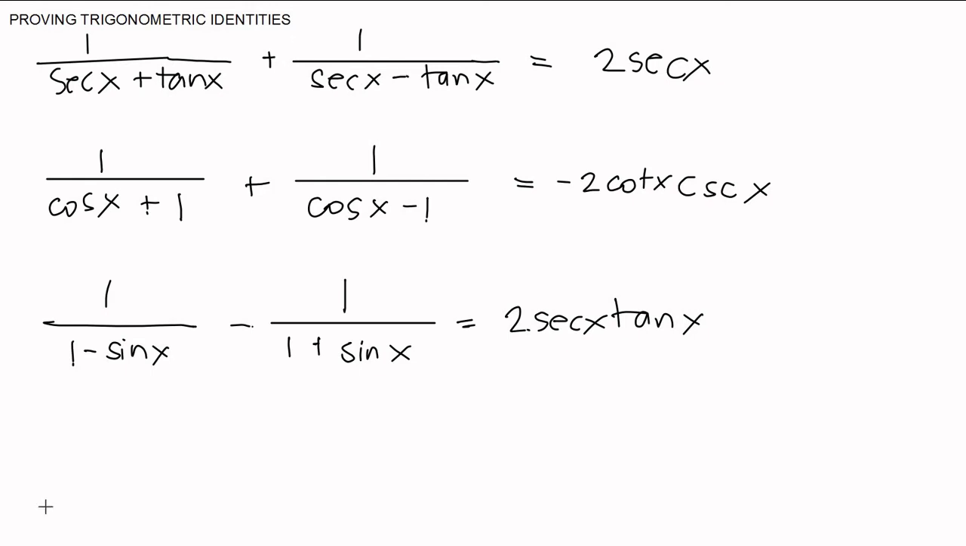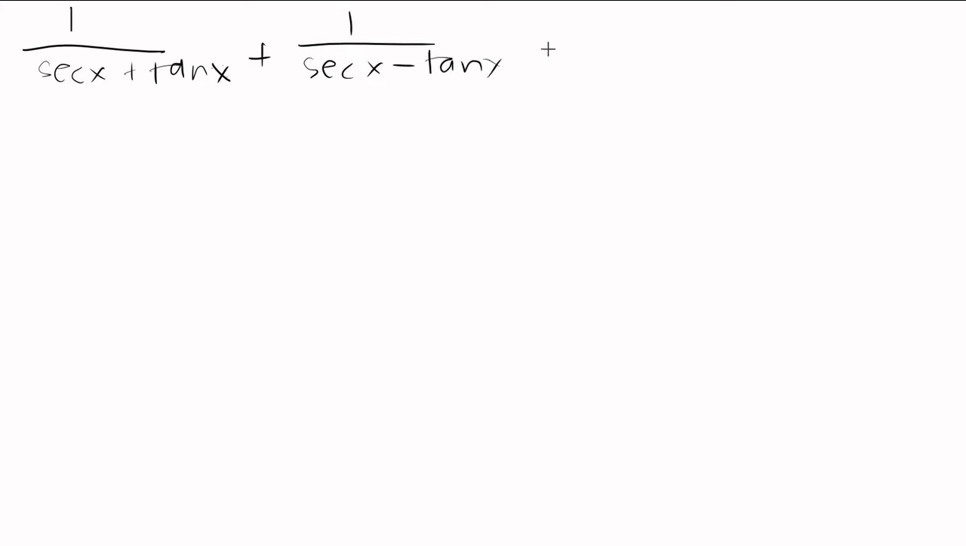Hi everyone, today we'll be learning about proving trigonometric identities. So we will solve these three identities on the board. First, let's start with 1 over secant x plus tangent x plus 1 over secant x minus tangent x equal to 2 secant x.